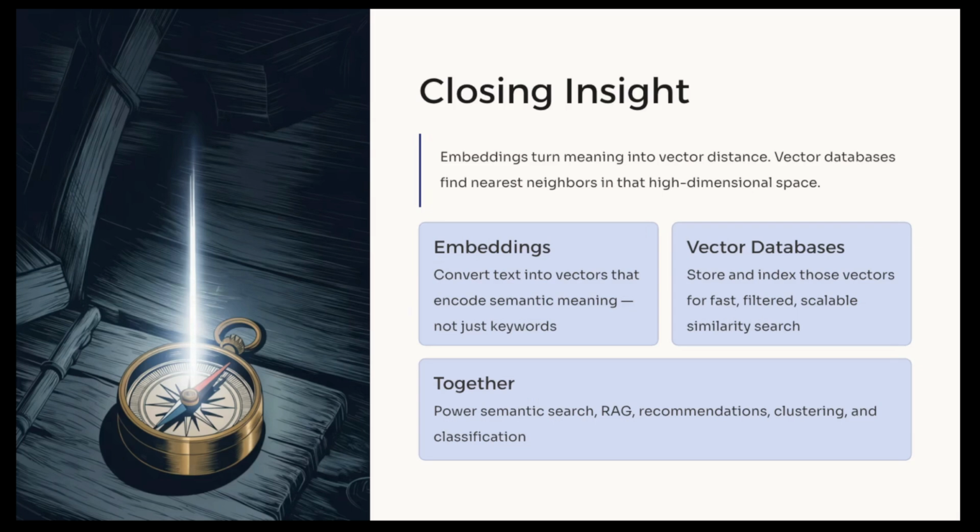To summarize, embeddings convert text into vectors that capture semantic meaning. Vector databases store those vectors and make similarity search fast. Together, they enable semantic search, RAG, recommendations, clustering, and many AI systems. The final insight is this: embeddings turn meaning into vector distance. Vector databases find nearest neighbors in that high-dimensional space.